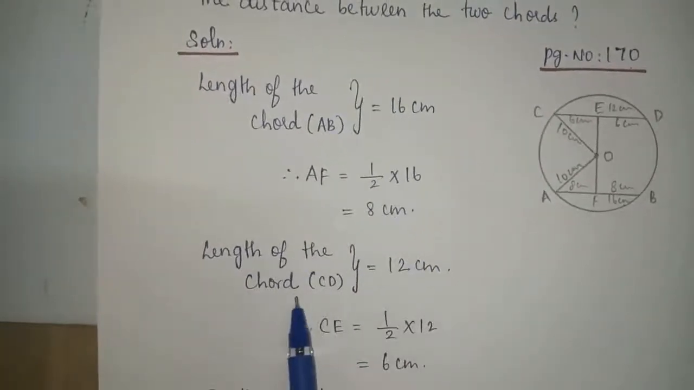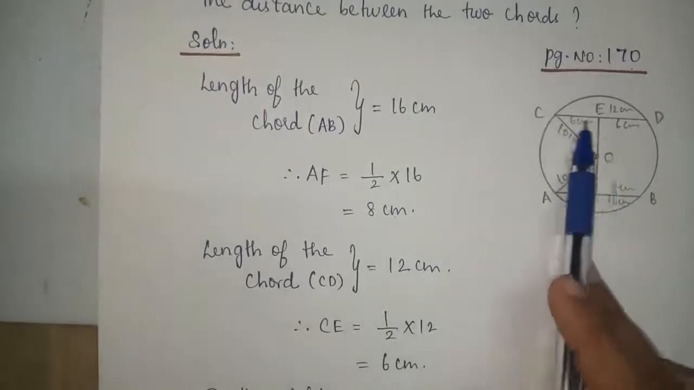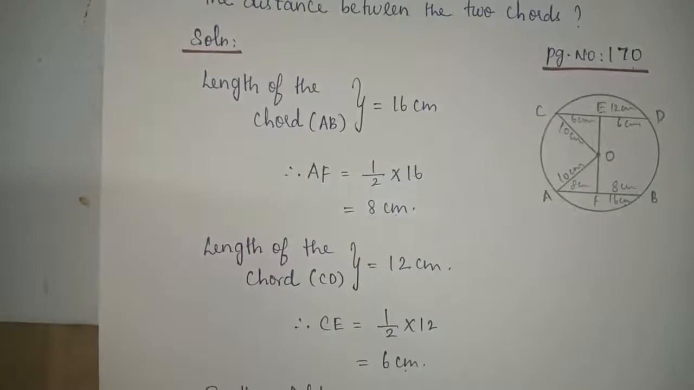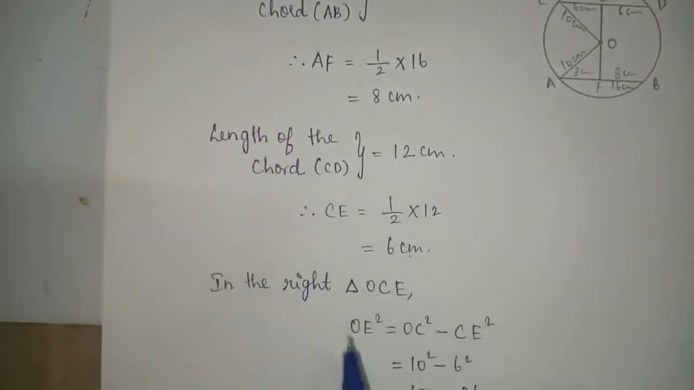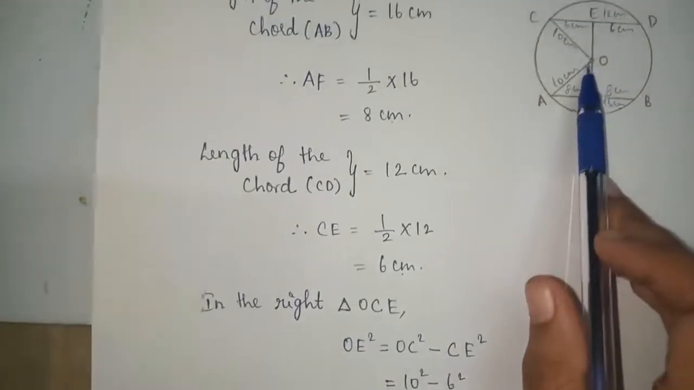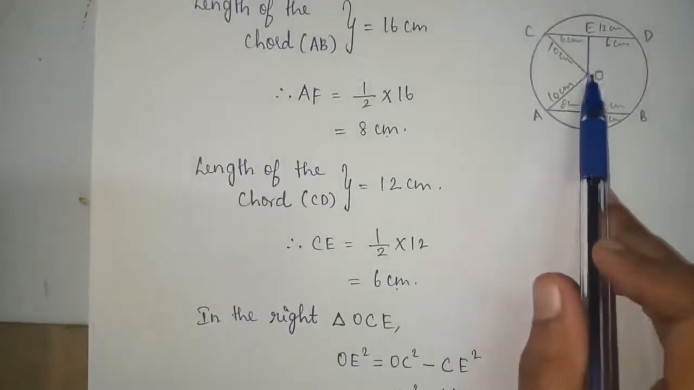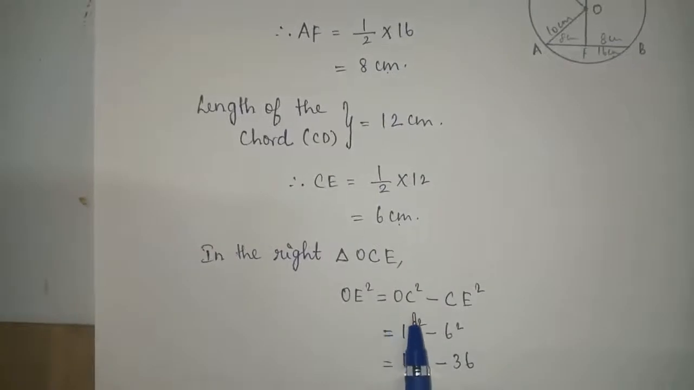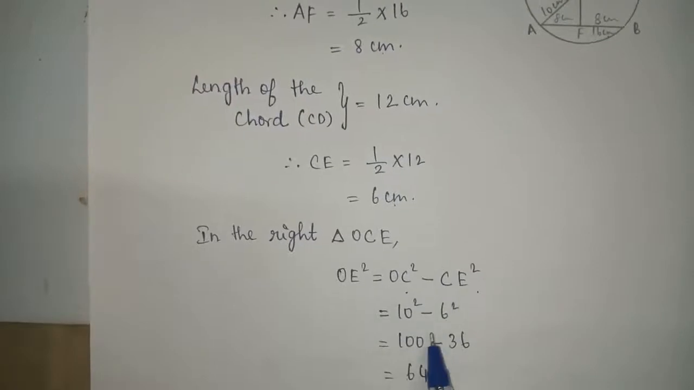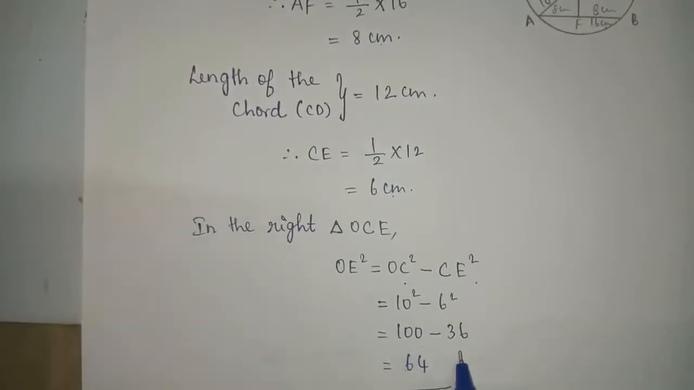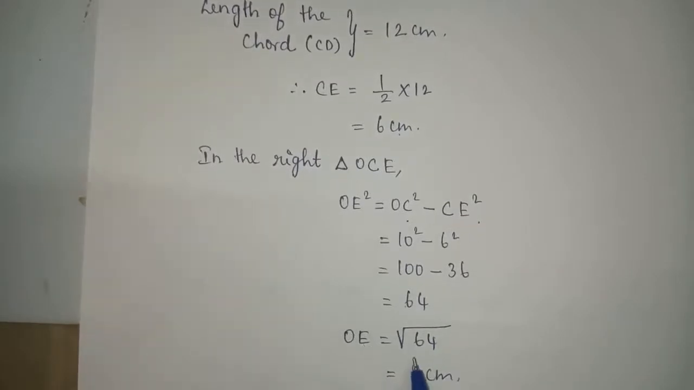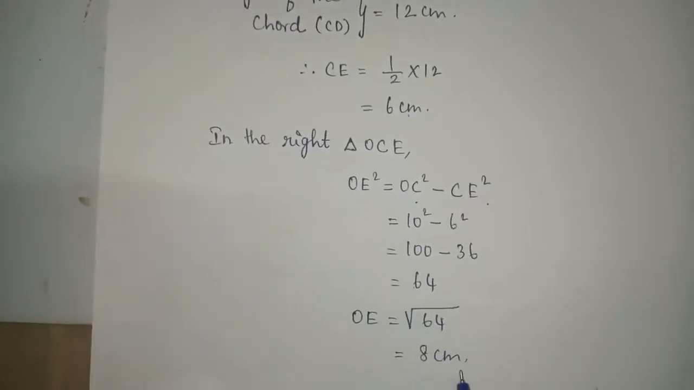Then again, the length of the chord CD is equal to 12 cm. So CE is equal to 1 by 2 into 12, which is equal to 6 cm. So in a right angled triangle, here we are taking the triangle OCE. OE square is equal to OC square minus CE square, which is equal to 10 square minus 6 square, which is equal to 100 minus 36, which is equal to 64. Therefore, OE is equal to root of 64, which is equal to 8 centimeter.